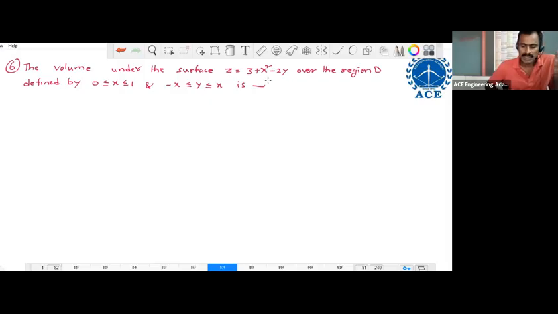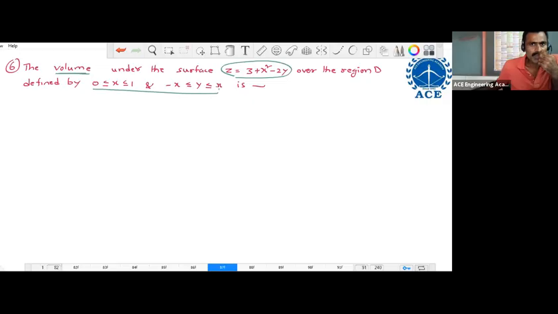Like previous problems, the integral is not given, just the written problem is given. And we are asked to find the volume under the surface over the region D, bounded by this. That is, from the given problem, we are asked to find the volume of the region.